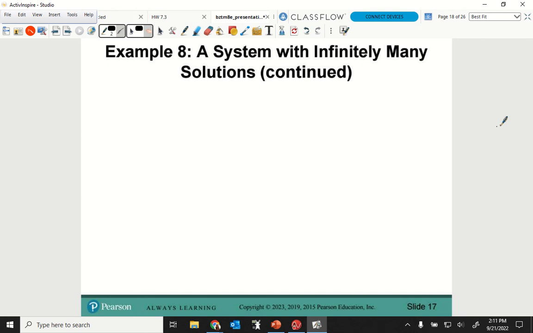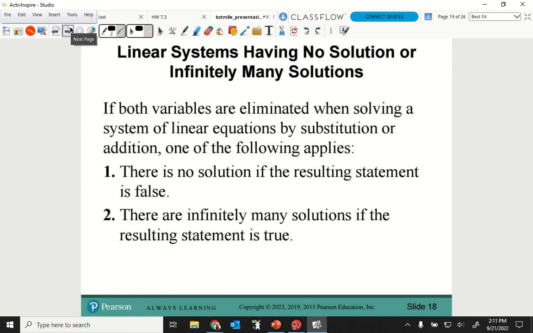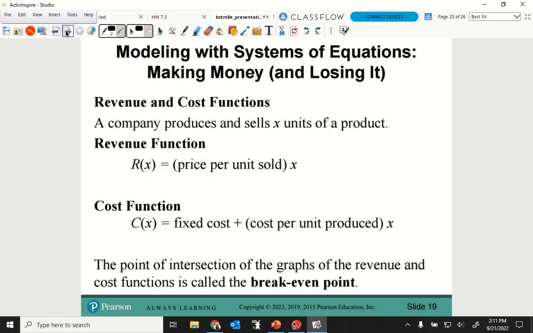All right, so example 8, I told you I'm skipping that. We're going over to 9. So linear system having no solution. Oh, we already did this one. Bam. Okay, modeling systems of equations making money and losing money. So there is a problem like this that is going to be on the test. You're going to have two equations. One is going to be the revenue. That means how much money you make. Price per unit sold, something times x.